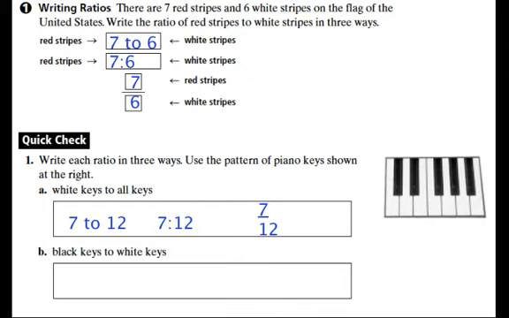Now for 1B, black keys to white keys. We'd start with the word to, 5 to 7, because there are 5 black keys and 7 white keys, 5:7, and finally 5/7.